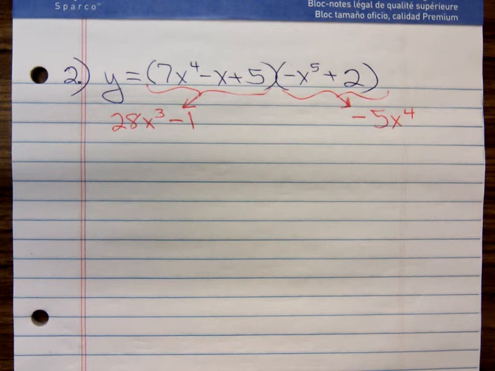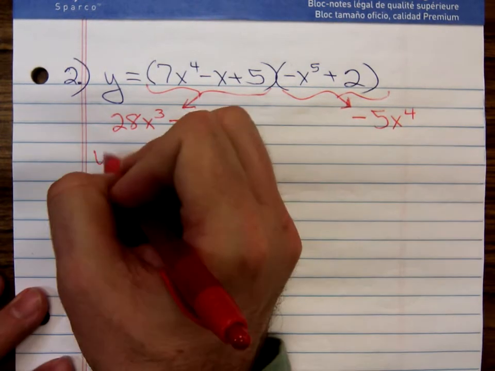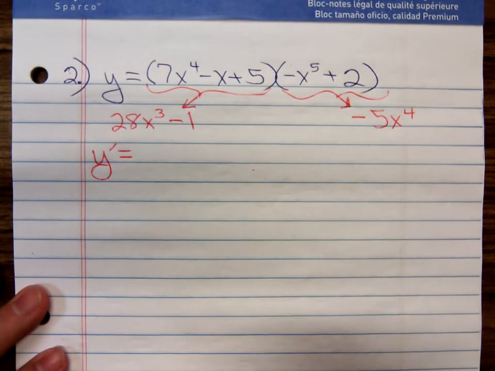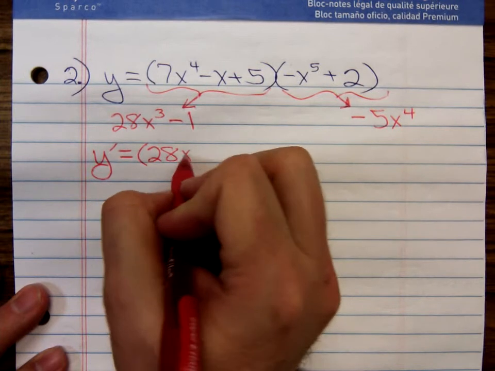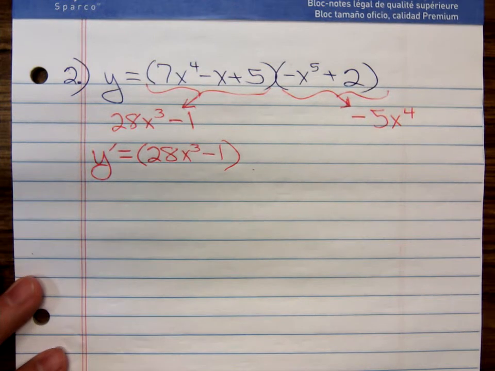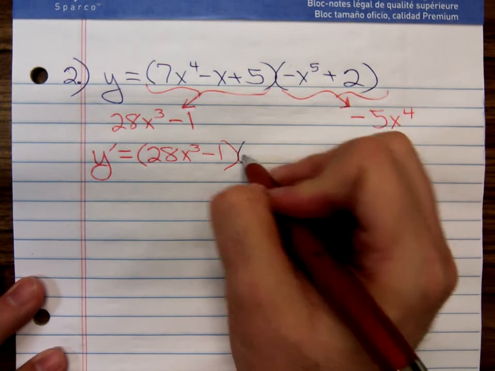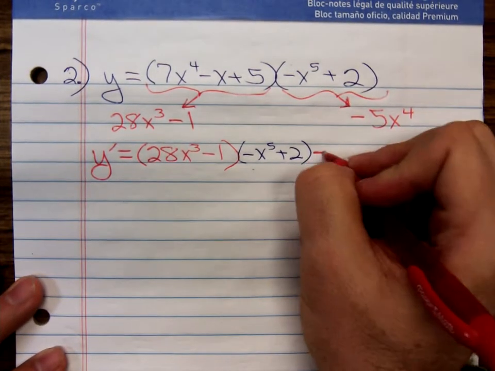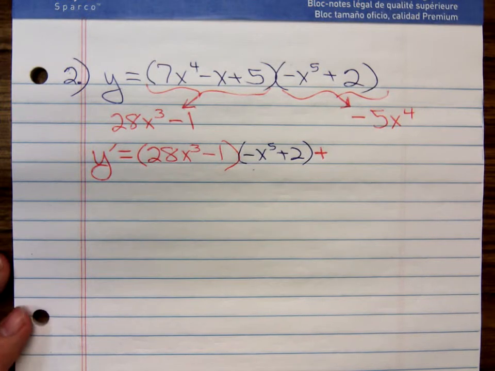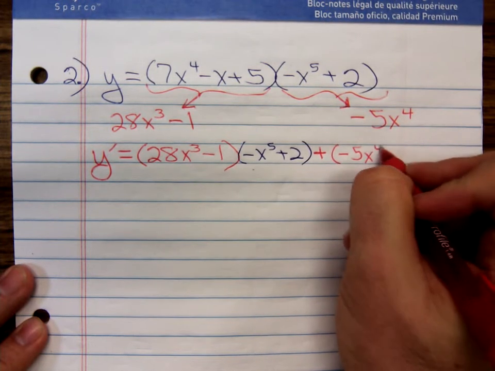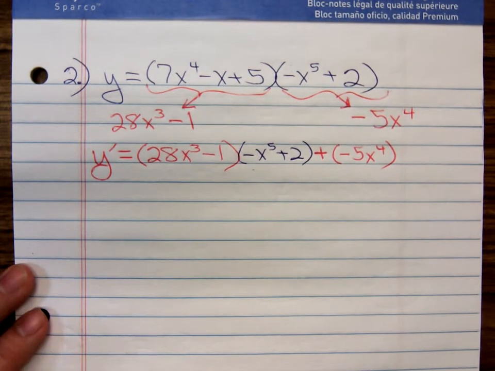But here we go, using the product rule. It's the derivative of the first, the 28x cubed minus 1, times what? The negative x to the fifth plus 2, plus, okay, the derivative of the second, negative 5x to the fourth, times that trinomial 7x to the fourth minus x plus 5.